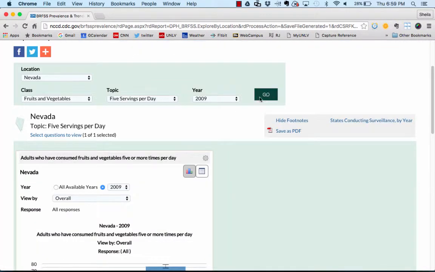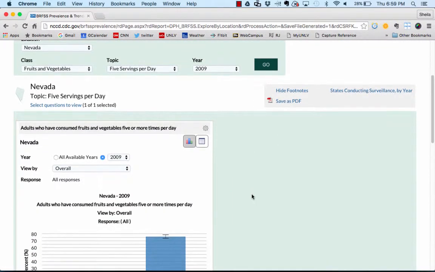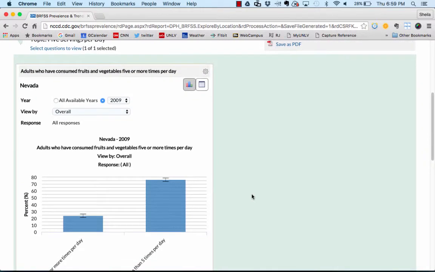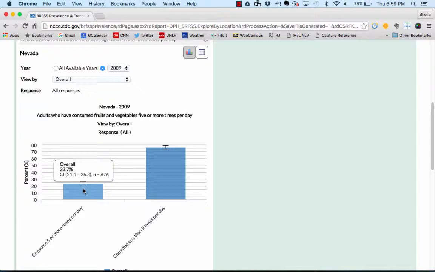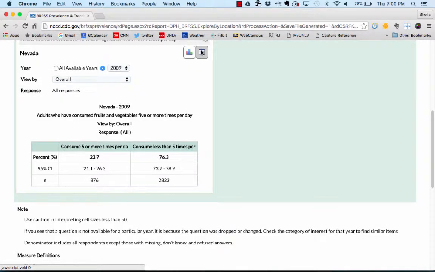So we're going to pull up data. As we scroll down, we'll see the bar chart with the overall responses: yes for consuming fruits and vegetables 5 or more times a day, and then no for not. We're going to use this button right here to switch to the table view, which will make it easier to record those values for your papers. We have the percent here for yes, and then for no on the other side.